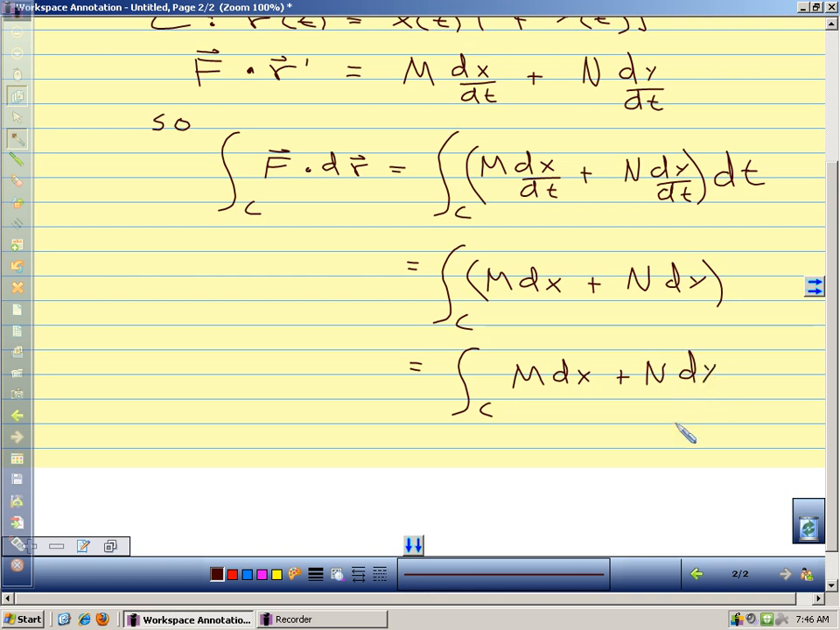So here's our connection between the line integral of a vector field and the line integral of a scalar field. We started off with a line integral of a vector field. It turns out that the line integral of the vector field is the sum of these two line integrals of these scalar fields, because M is just a scalar function, and N is just a scalar function. So this is our connection.